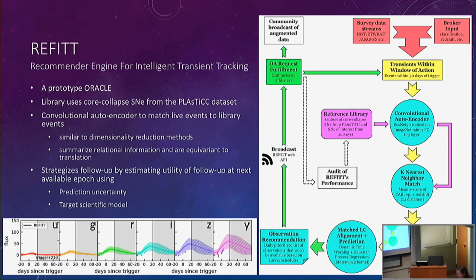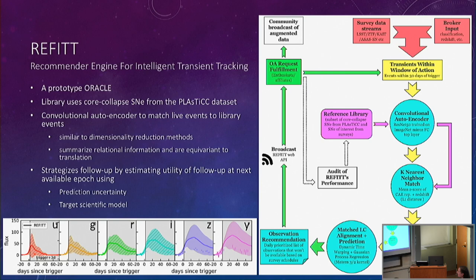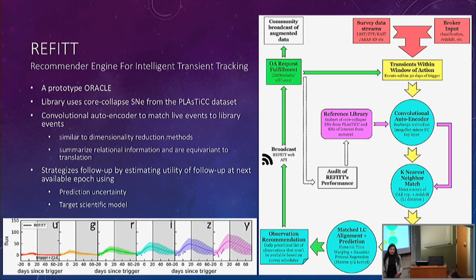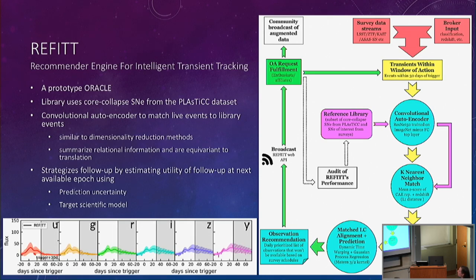And the goal is to eventually have that value-added extra data point that can make better sense of the event. So for instance, at the prototype level, the system is working for core collapse supernovae expected from LSST given the PLAsTiCC data set. For the experts in the audience, we use a convolutional autoencoder to match any incoming event to library events. And there are two metrics for strategy. There's a data-driven metric and a science-driven metric, and I'll talk about them in the next slide.